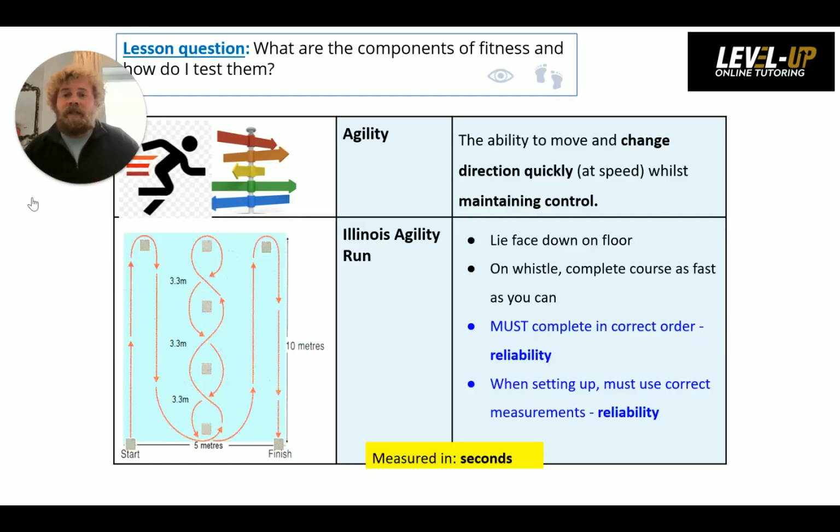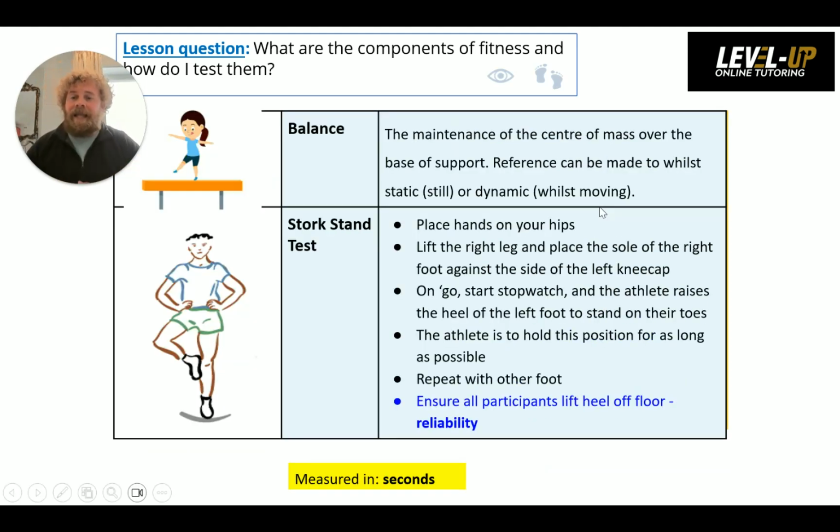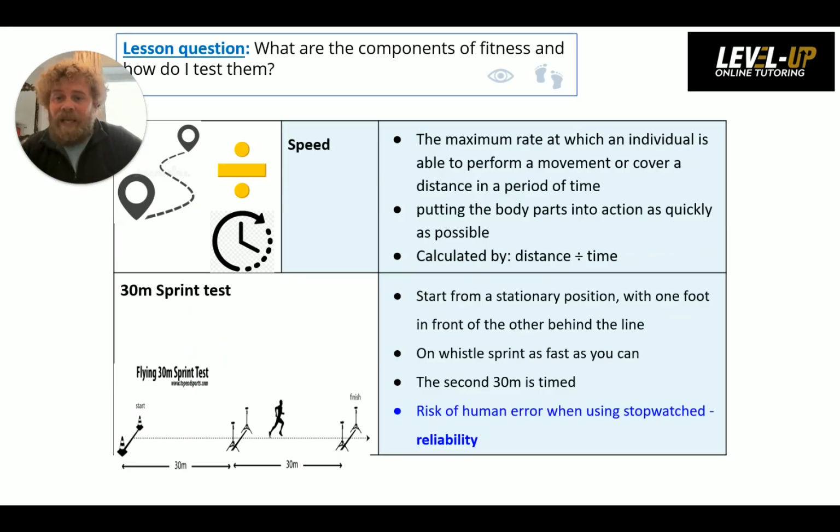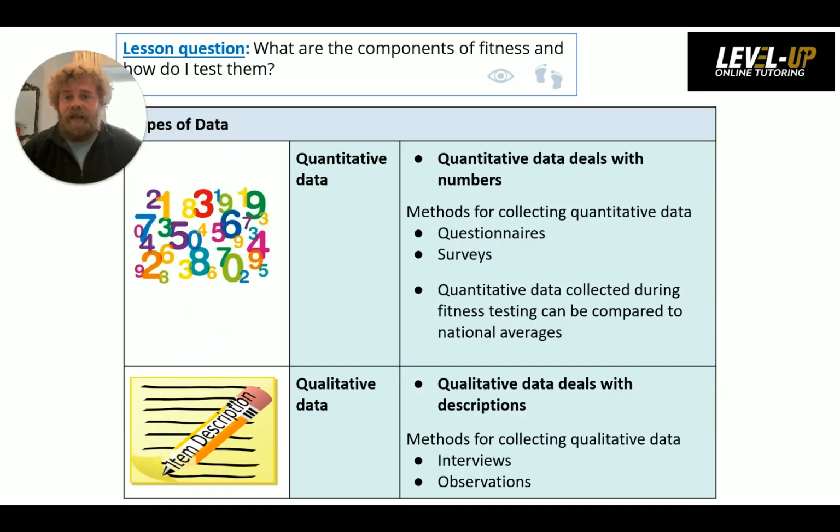So a quick summary of what we looked at in today's session. We looked at agility as a component of fitness and the test of that being the Illinois Agility Run. We had a look at balance and the standing stork test. We looked at coordination and the wall toss test. We looked at speed and the 30-meter sprint test. And then we looked at quantitative data and qualitative data. All of these are really vital when it comes to collecting data and testing those components of fitness.